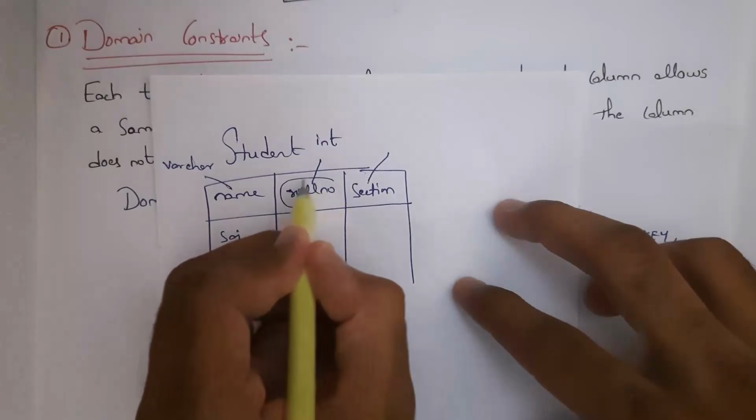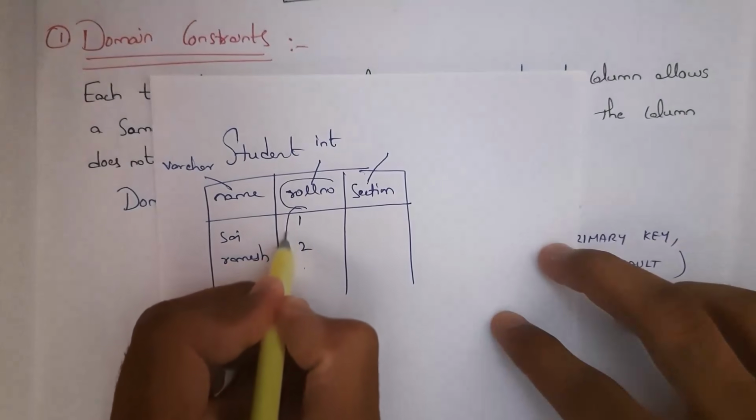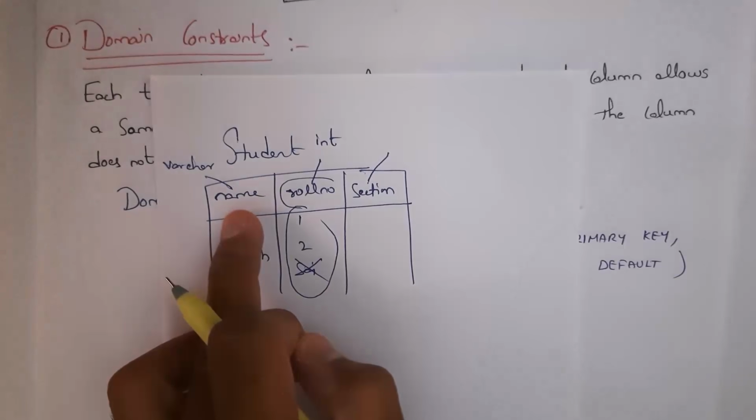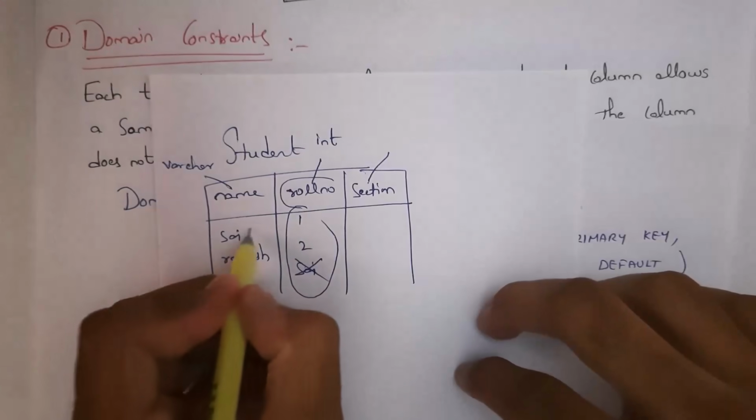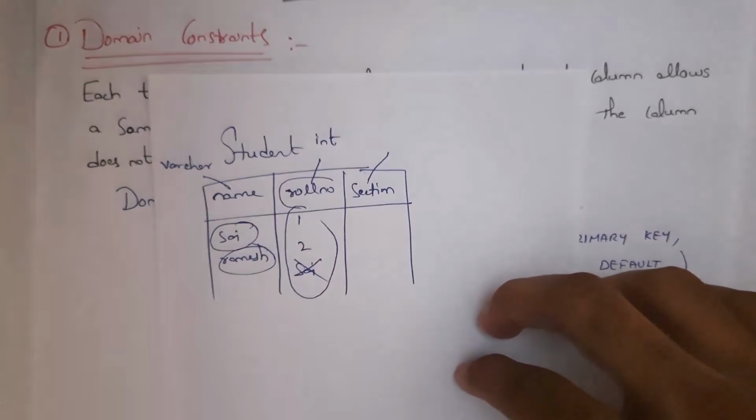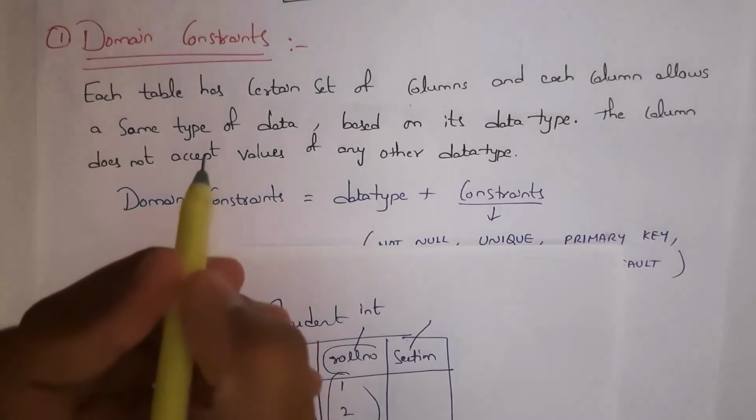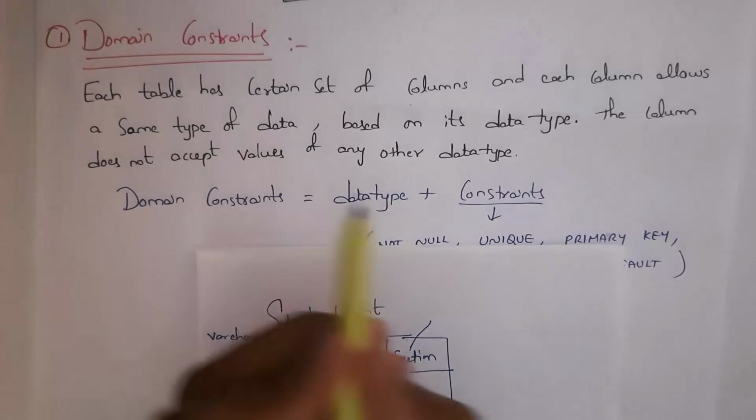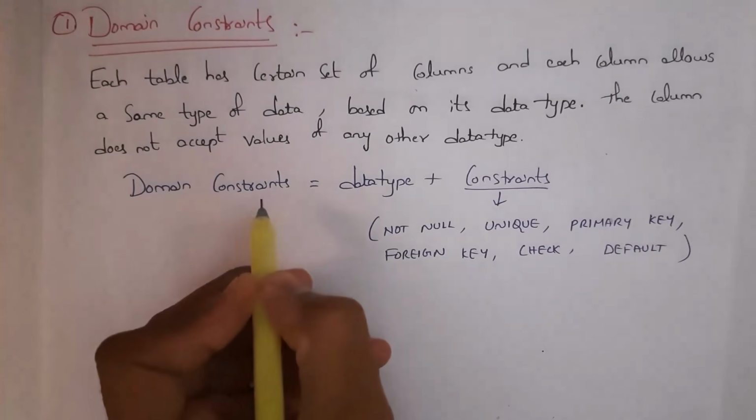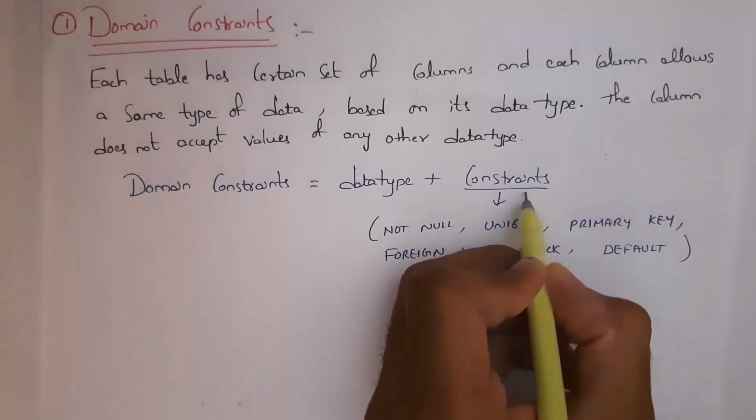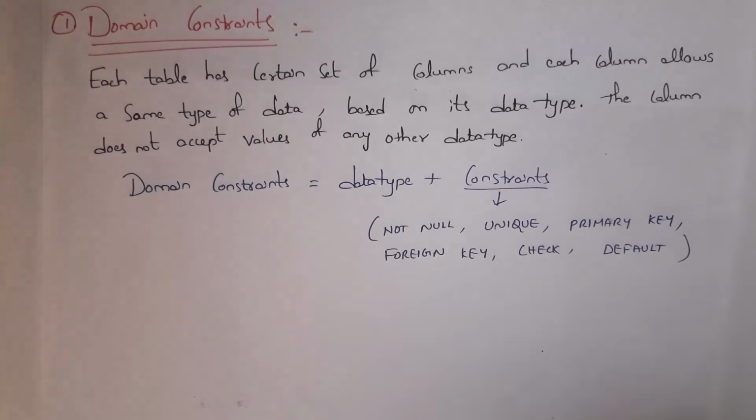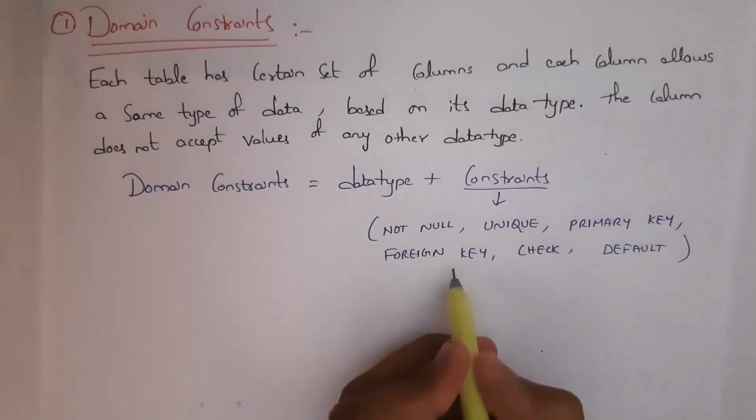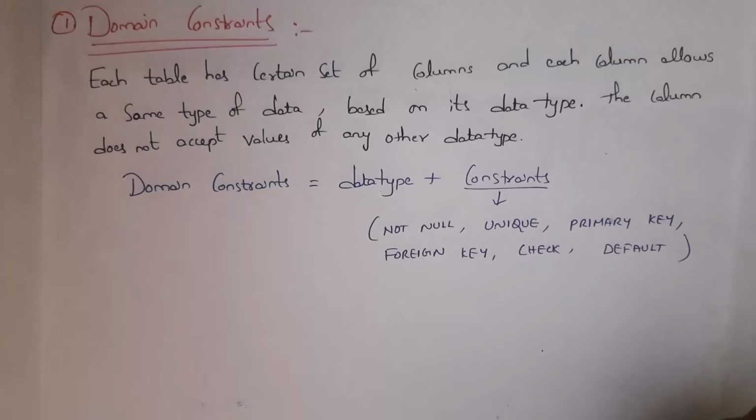If you give the integer type to a particular column, then you can enter only integer values in this column. You cannot enter characters. Similarly, if you give the varchar data type to a particular column, then you need to enter only characters. You cannot enter integer values. So each column allows the same type of data based on its data type. The column does not accept values of any other data type. Domain constraints are a combination of data type and constraints. These are the various domain constraints: not null constraint, unique constraint, primary key constraint, foreign key constraint, check constraint and default constraint.